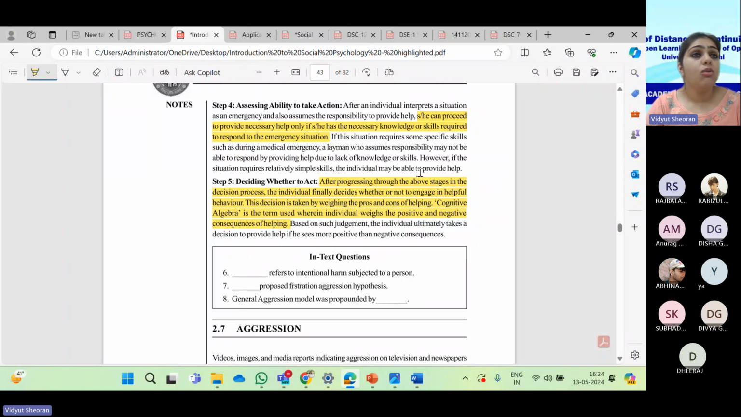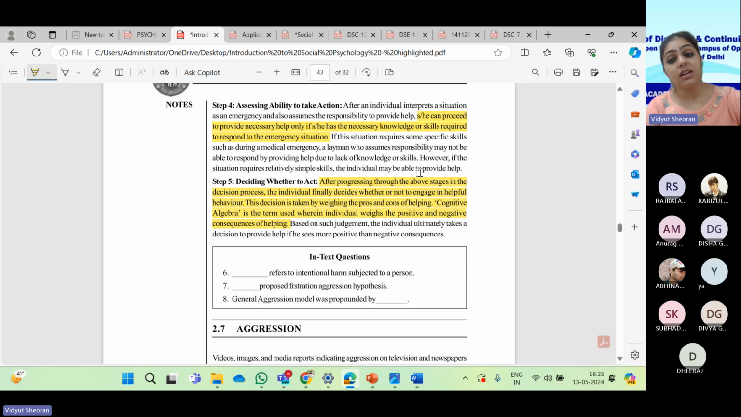Everyone is not so sensitive. There are some people who decide on so much, they are so fickle-minded, they're only left at the planning stage or the deciding stage, and they're not actually able to execute anything. So after weighing all the pros and cons of any situation in which your help is needed, your major decision is whether to proceed for helping someone or not. That is called cognitive algebra. All the calculations which you are doing for deciding, that is called cognitive algebra. And moreover, you are also seeing that will it benefit you or not.